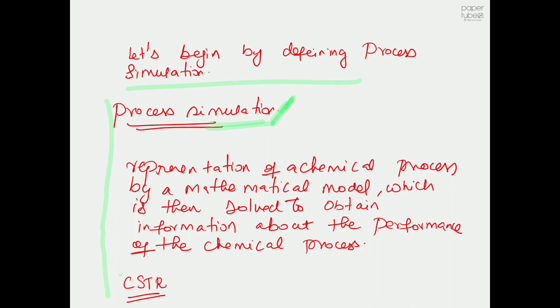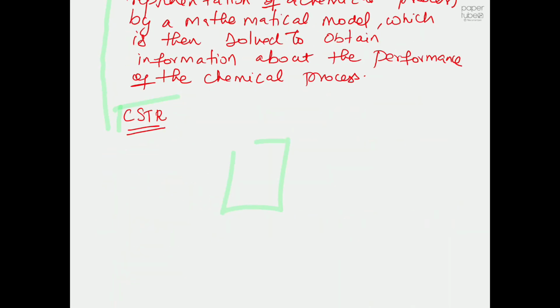So just read it. It's a representation of a chemical process by a mathematical model, which is then solved to obtain information about the performance of a chemical process. If you take a simple CSTR, what we are going to do is simulate the CSTR. It will have some mathematical model. We need to load the correct type of mathematical model and then the correct inputs that allow us to predict the output.